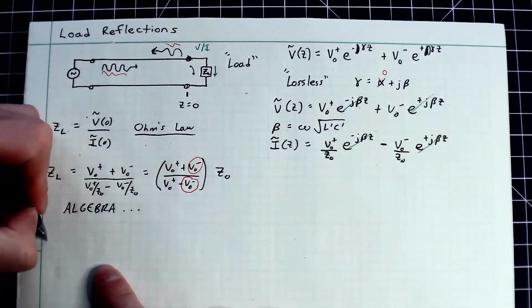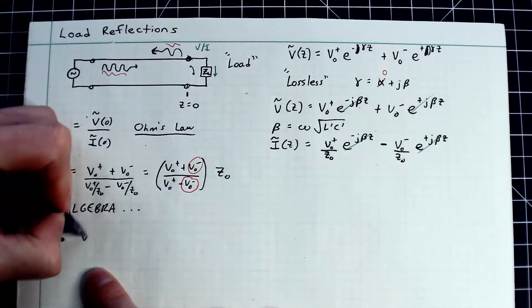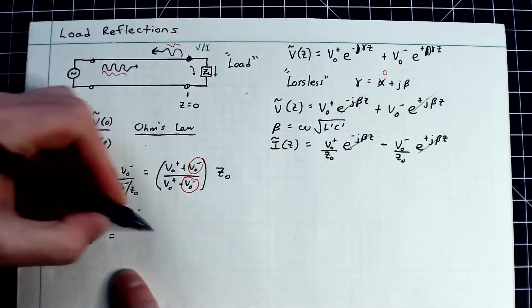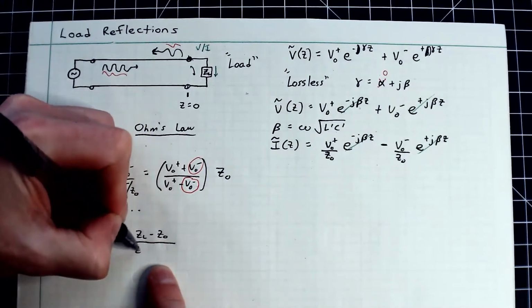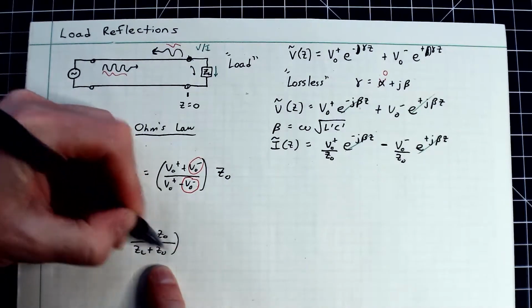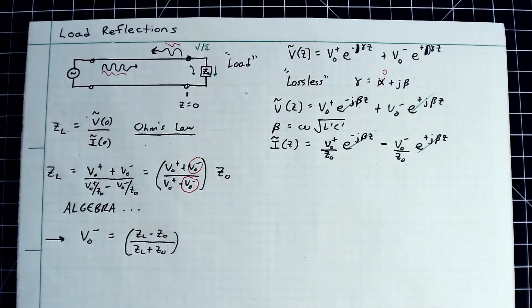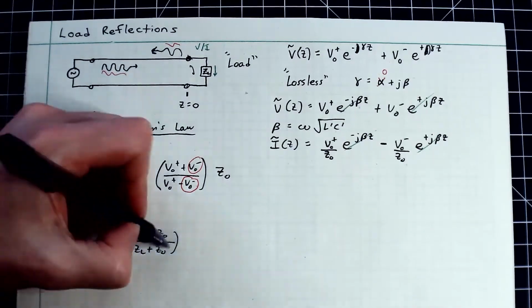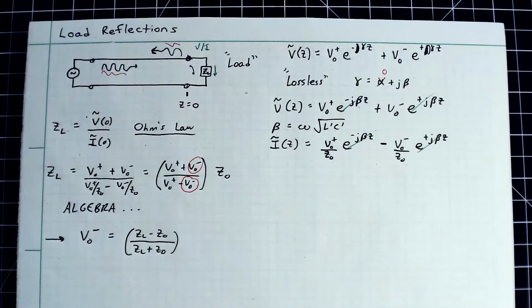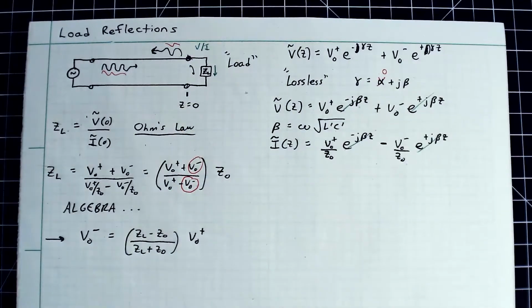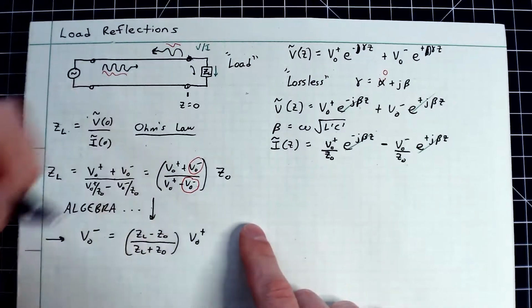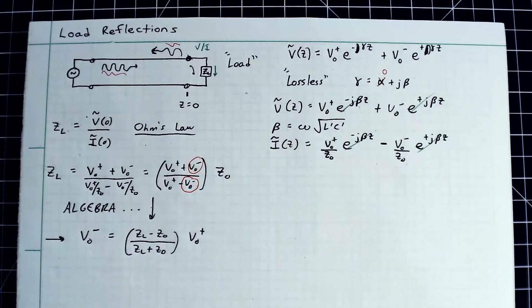And this will lead us to the following result. V naught minus is equal to (ZL minus Z naught) over (ZL plus Z naught) times V naught plus. The details of that are pretty straightforward. You can do the math if you really want to, but it's three or four tedious little steps. This directly follows with a little bit of rearrangement.